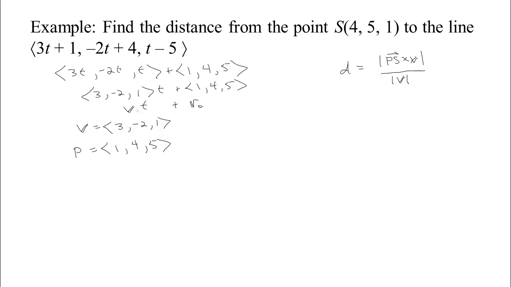Now that's a lot of steps just to see that the vector parallel to the line is formed just by the coefficients of t: 3, negative 2, and 1. And then if you want a point on the line, set t equal to 0, and you'll get the point 1, 4, 5. That's just the constants.